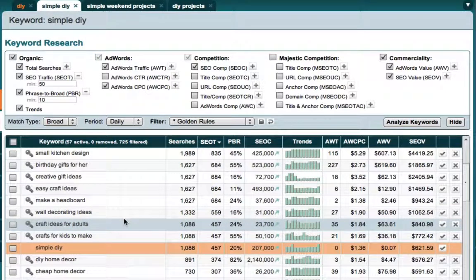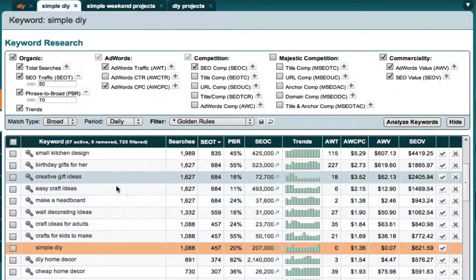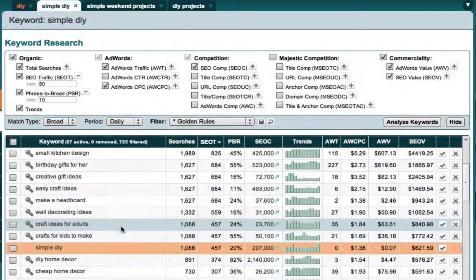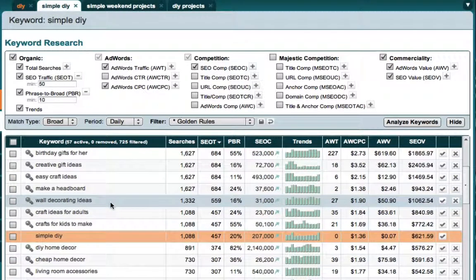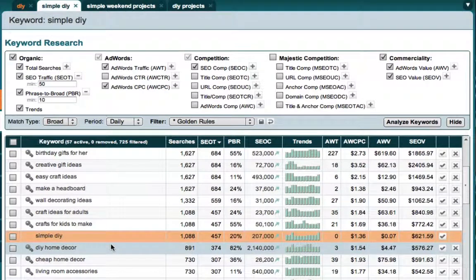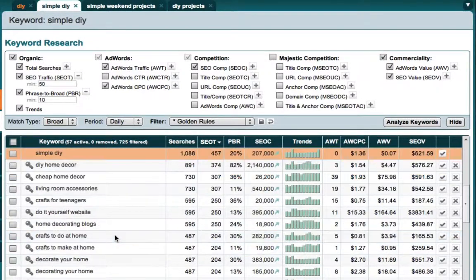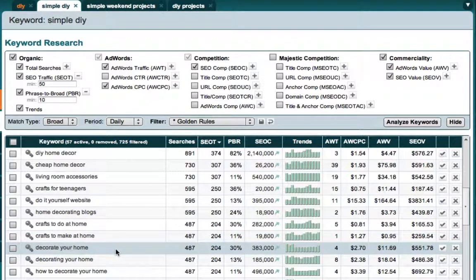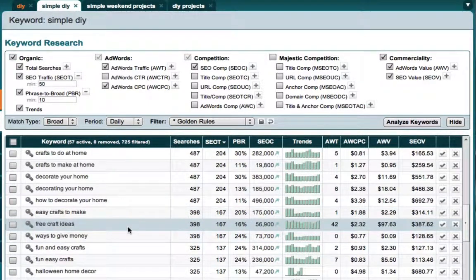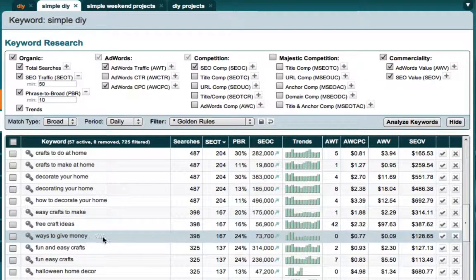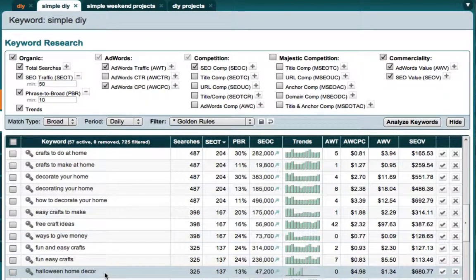You see, when I did my exercise to figure out who my ideal audience is, it wasn't a person who was into arts and crafts or little creative gift ideas and stuff like that. It was more of the home improvement type stuff. There are some keywords here that fit my ideal audience. Let me see if I can find one here. Look at this, ways to give money. Nothing to do with my thing.